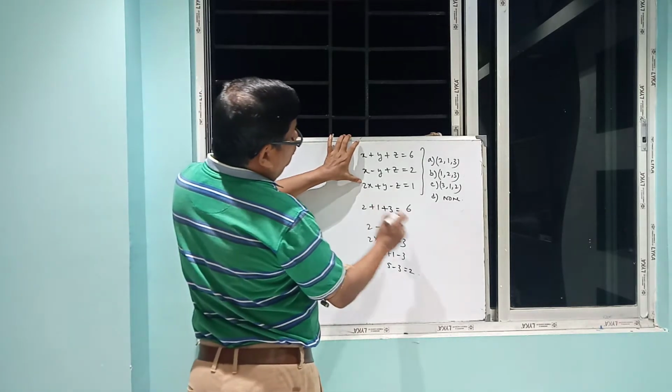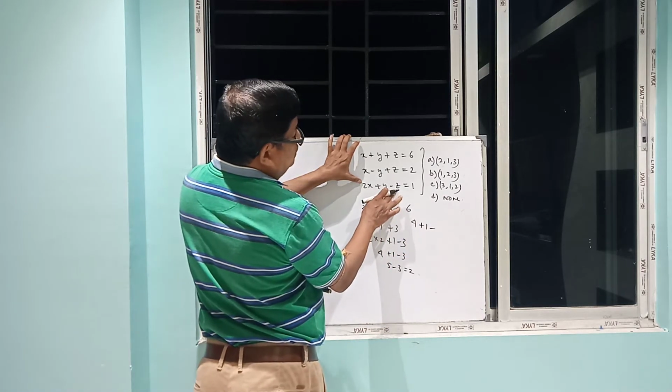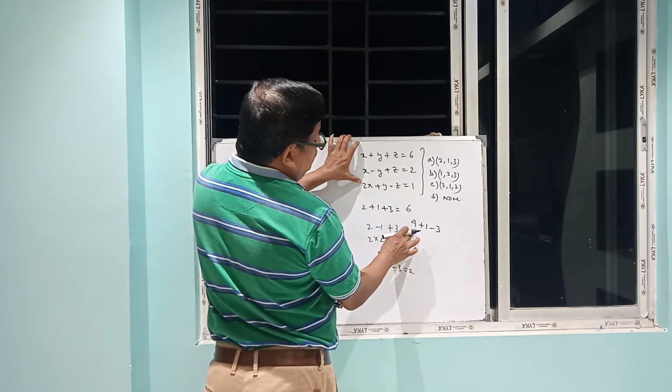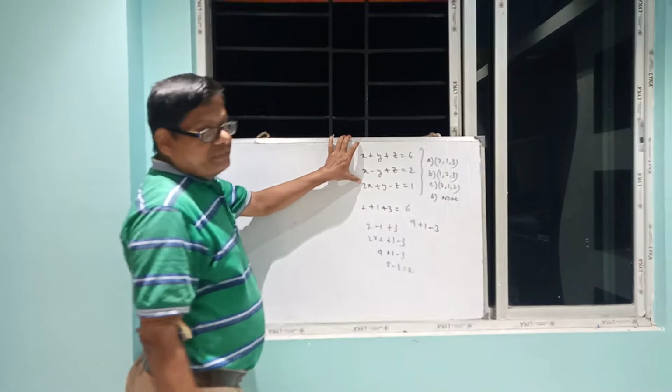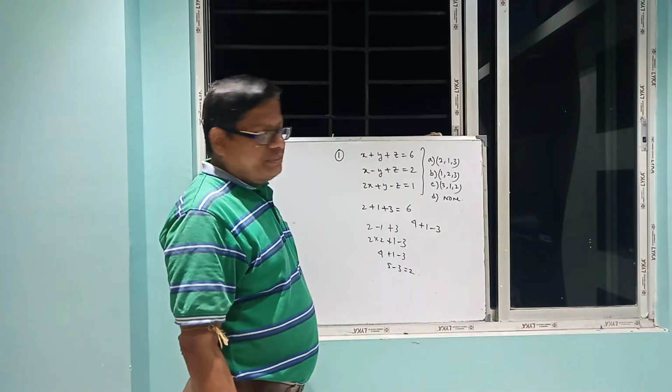This one, 2 into 2, 4 plus 1 minus z, 3, that is 5 minus 3, 2, is not satisfied. Only one equation is satisfied, not all three equations.